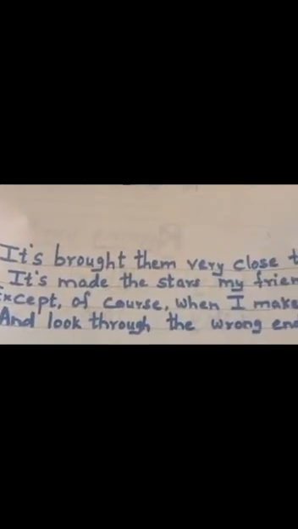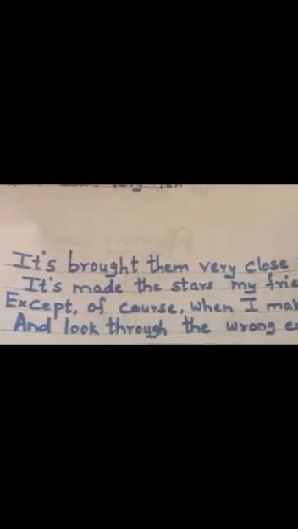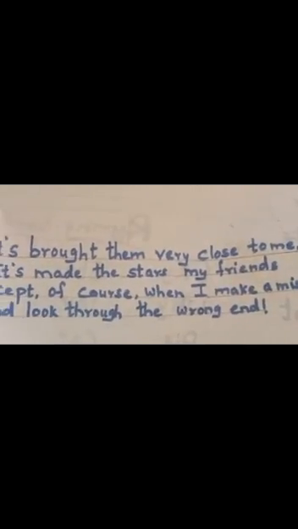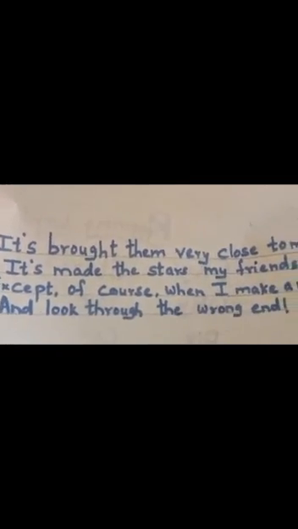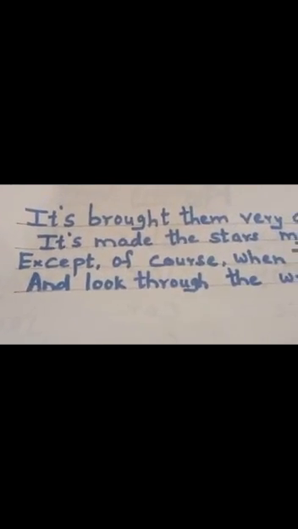Now let's see the third stanza of four lines. It's brought them very close to me. It's made the stars my friends, except of course when I make a mistake and look through the wrong end. So children, the poet wants to tell that the telescope had brought them very close to him. He had made the stars his friends, except of course when he made a mistake and looked through the wrong end of the telescope. So children, these are the last four lines of the poem.